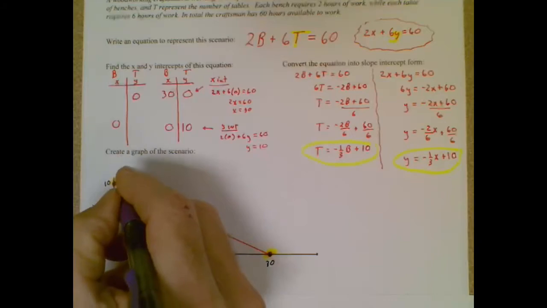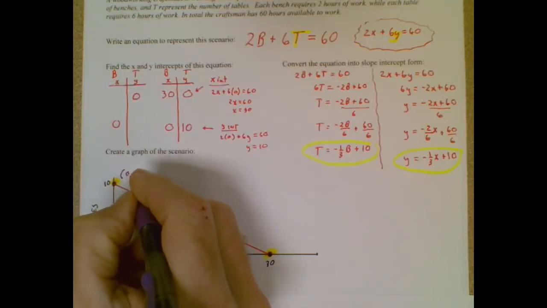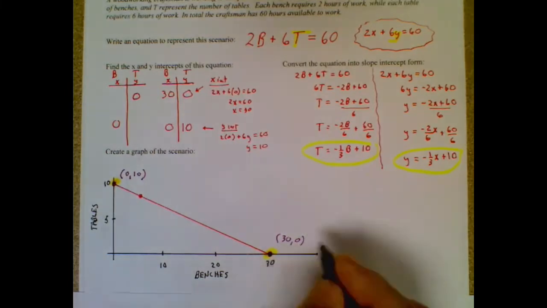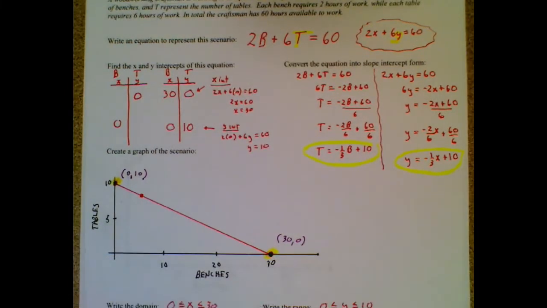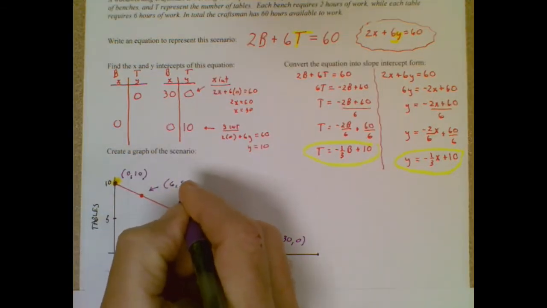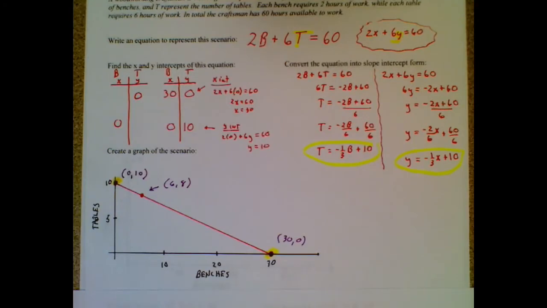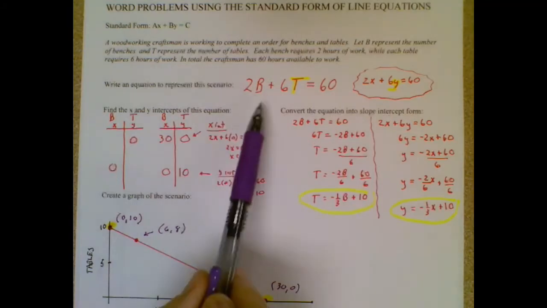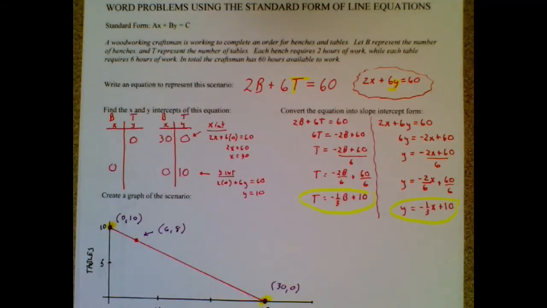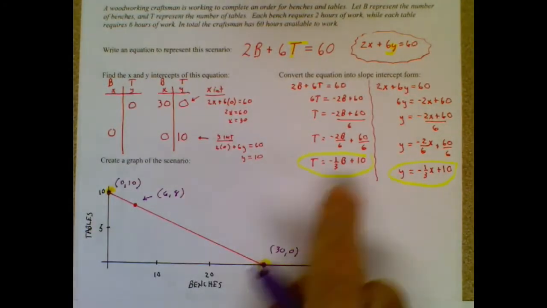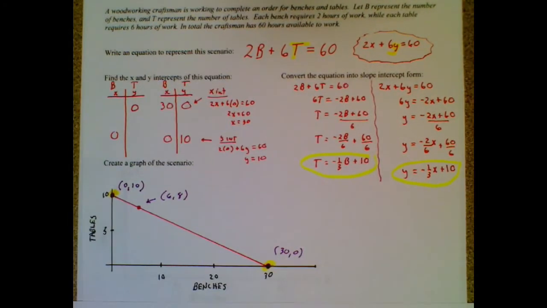So we could put some coordinates on here. For example, that is 0, 10. This is 30, 0. And there's a problem later on down on this worksheet that tells us that this point is 6, 8. So far, the only thing new is you have to be able to read a situation and build an equation to represent the situation. We've been doing that throughout the year. But finding intercepts, solving for y, making a graph, all of that is your regular old standard review stuff.